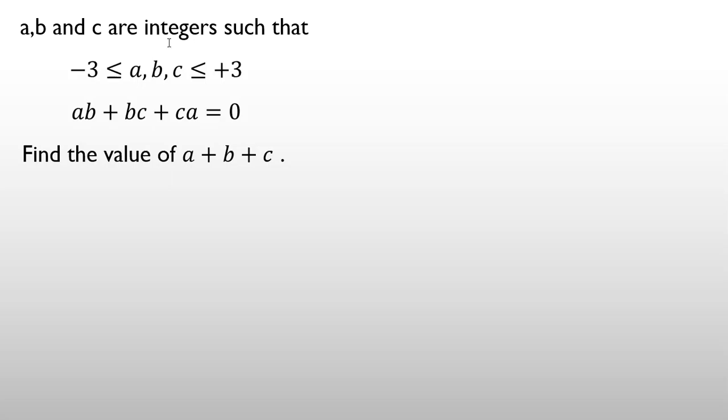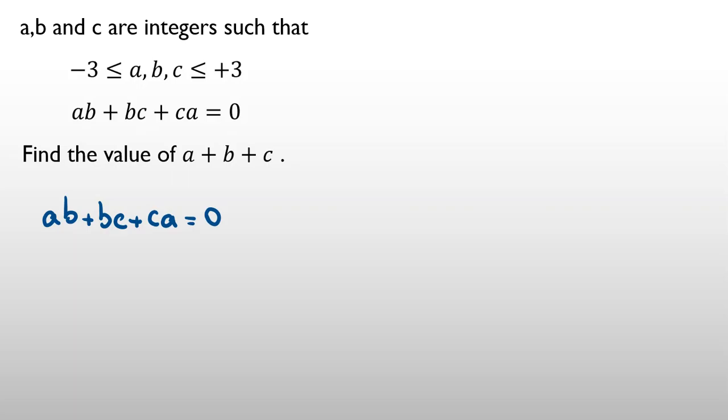A, B, and C are integers such that A, B, C are greater than or equal to -3 and less than or equal to +3. AB plus BC plus CA equals 0. Find the value of A plus B plus C. So if I want to calculate this, I say AB plus BC plus CA equals 0.